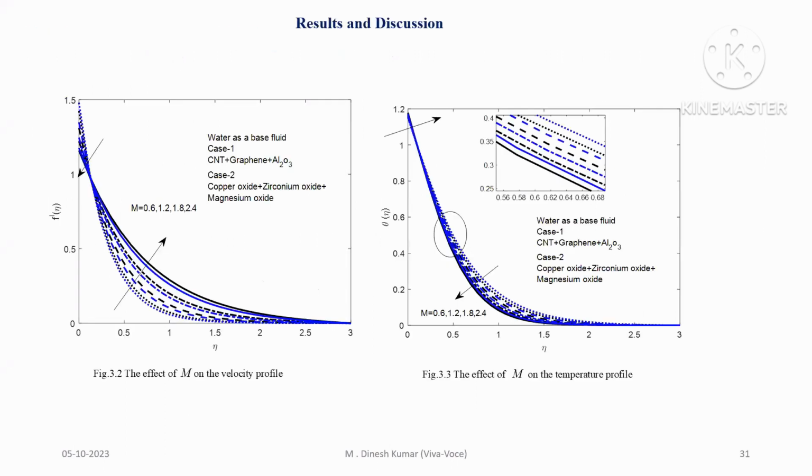So these are the graphs for the magnetic parameter. Generally, for the magnetic parameter, the velocity profile will decline, but here we have a mixed nature, which comes due to the slip conditions. Even for the temperature profile, whenever we apply the magnetic effect, the temperature profile always rises, but here we have a mixed nature due to the dual slip conditions.